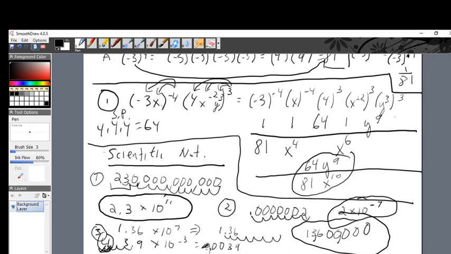So it's 0.0039, and that's how you change scientific notation into a regular number. Let me stop this quick. I think I got my 15 minutes in.